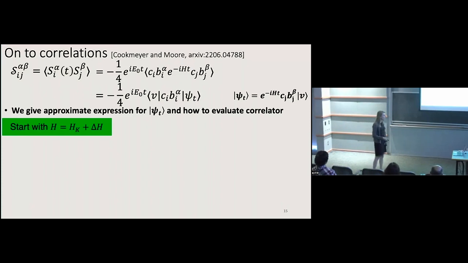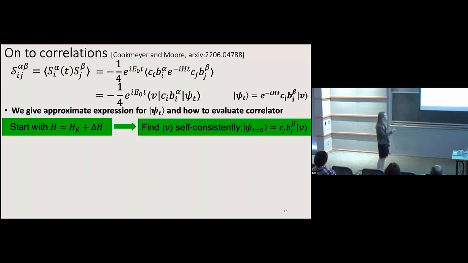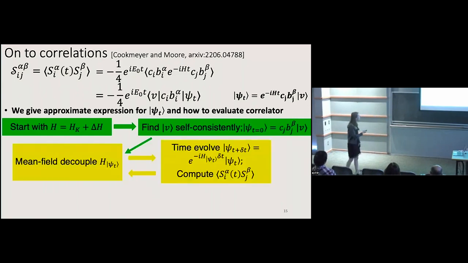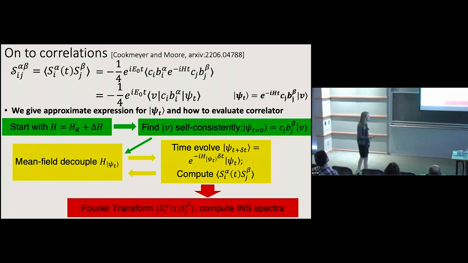So here's the high-level flow of what we do. We think of some Hamiltonian, which is the Kitaev Hamiltonian plus some perturbation. We find the self-consistent ground state V. Then psi of t equals 0 is just given by the operator acting on V. Then you mean field decouple the Hamiltonian with respect to that state. We can then do a small amount of time evolution to get psi of t plus delta t, and then we can compute the correlator at time t. And then we just go back and forth until we're satisfied. Then we can Fourier transform that to get S of q omega, which allows us to compute inelastic neutron scattering spectra.